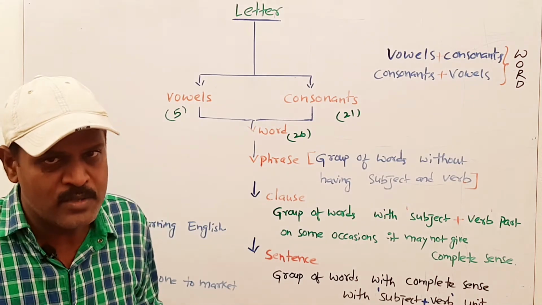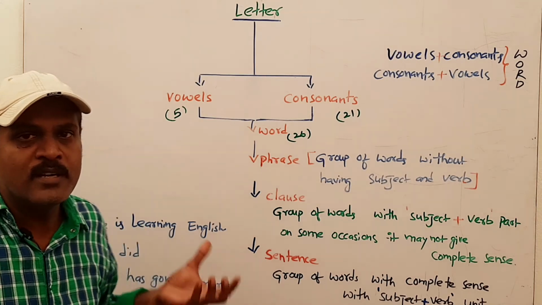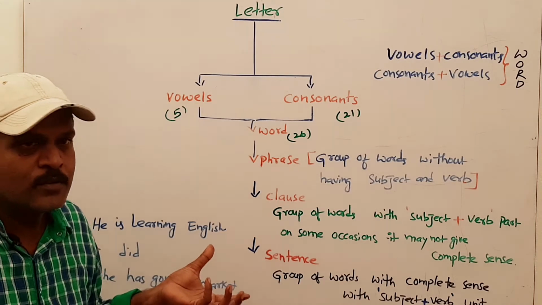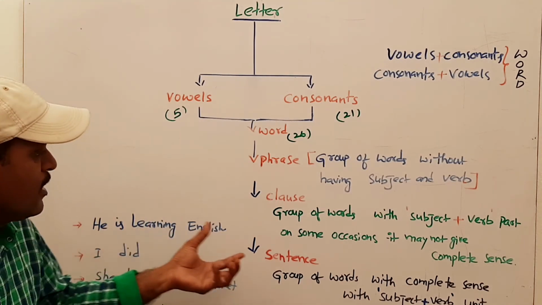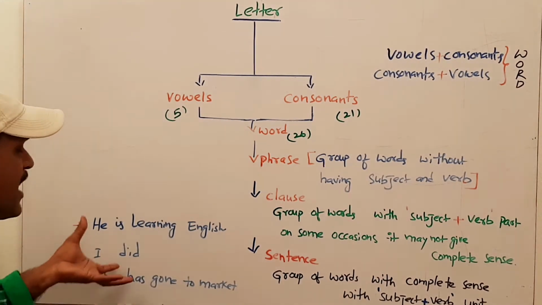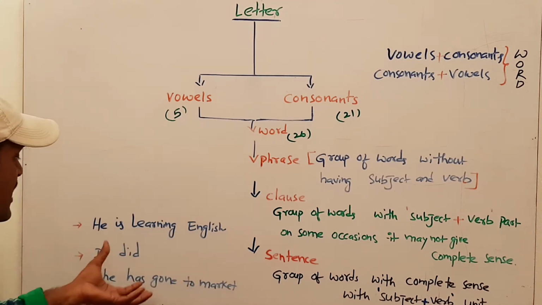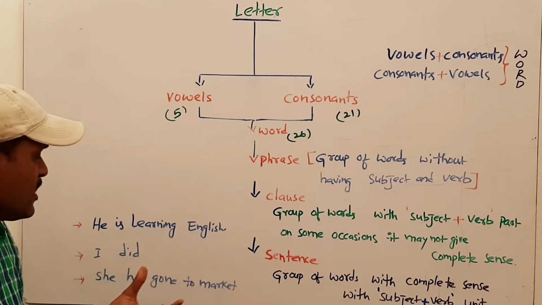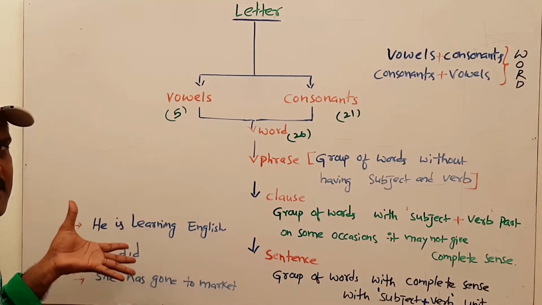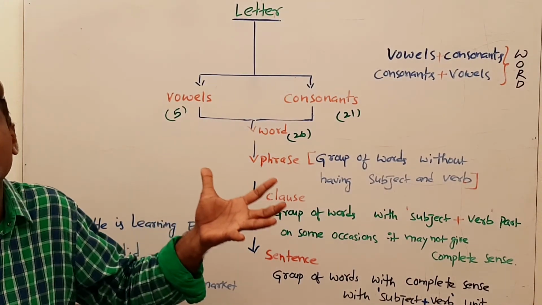Now I am going to tell you some kinds of sentences. "He is learning English." He is the subject, is learning is the verb, English is the object. So here we can find a subject verb unit, that's why it is a sentence. The next one is "I did." I is the subject, did is the verb. The next one is "She has gone to market." Here also has gone is the verb and she is the subject. All these sentences give complete meaning, complete sense, so that's why they are called sentences.